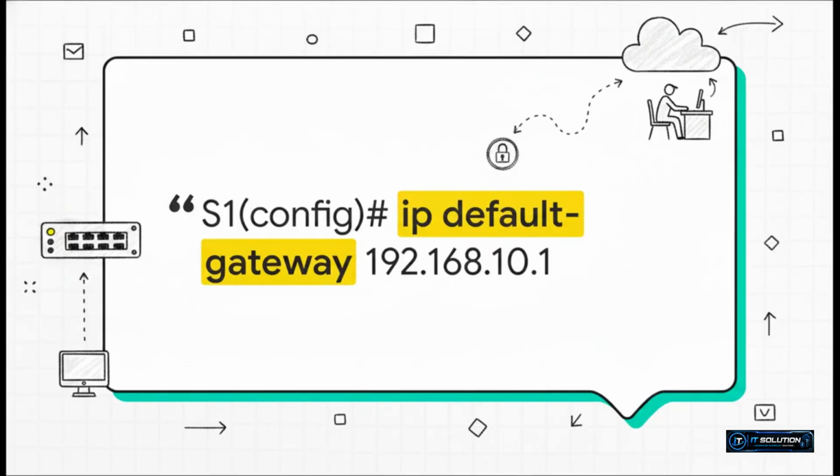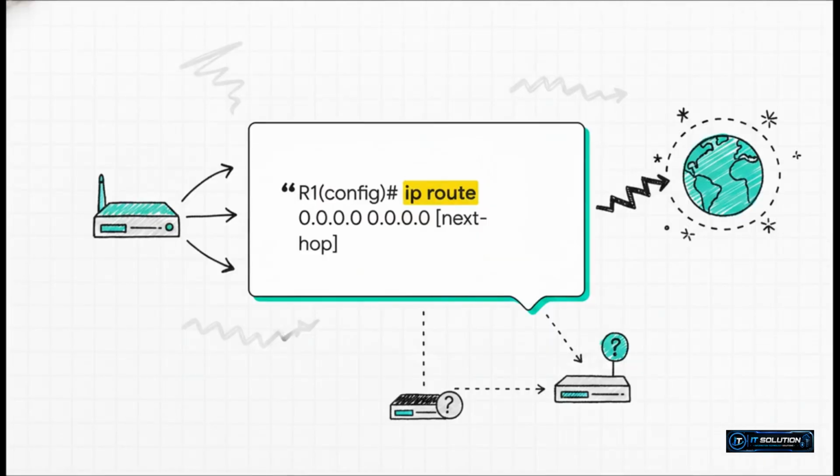But it's vital to remember that end-user PCs aren't the only devices that need a default gateway. Even Layer 2 switches, which primarily operate on MAC addresses on a local network, require a default gateway if you want to manage them remotely from a completely different network. Without this specific configuration command, a switch literally wouldn't know how to reply to an administrator logging in from a remote office.